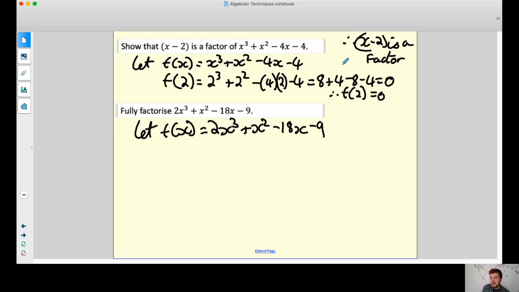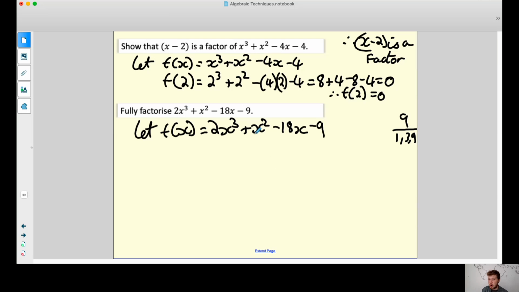And I know that my constant terms, so my factors, must multiply together to make 9. And the only values that do that are 1, 3, and 9, because we can have 1 times 9, or 3 times 3. So I'm going to try that.